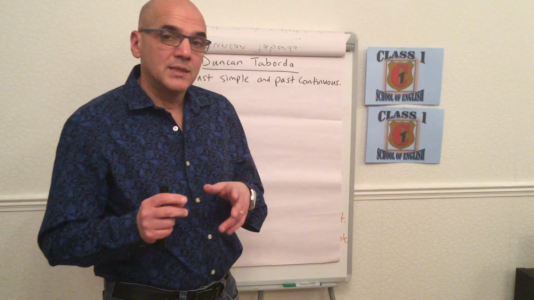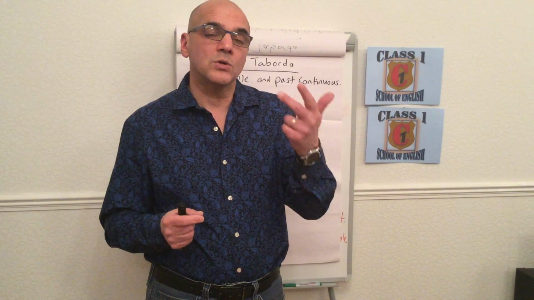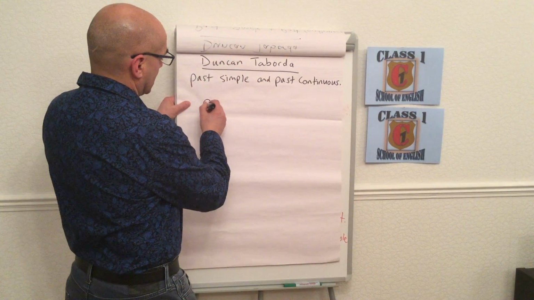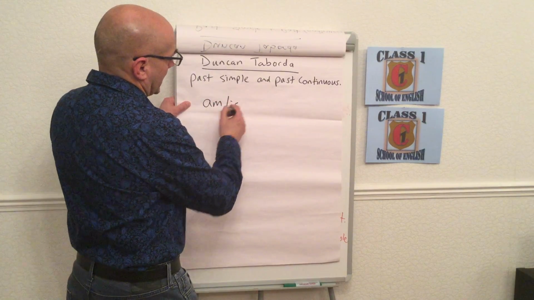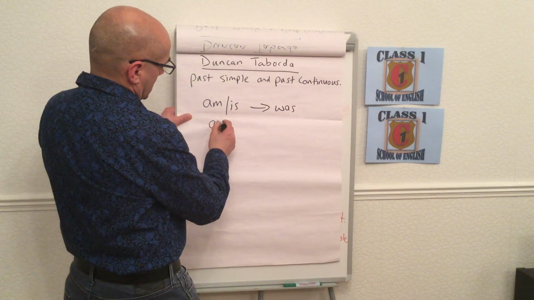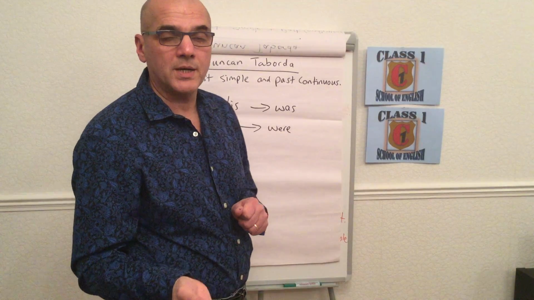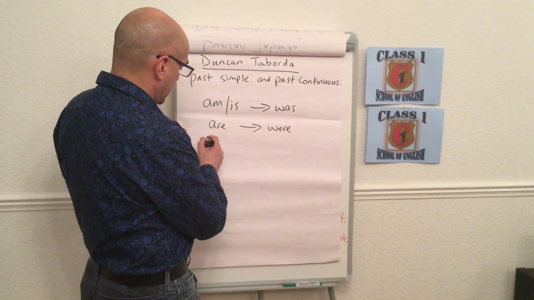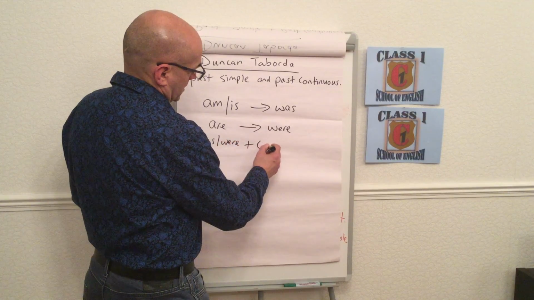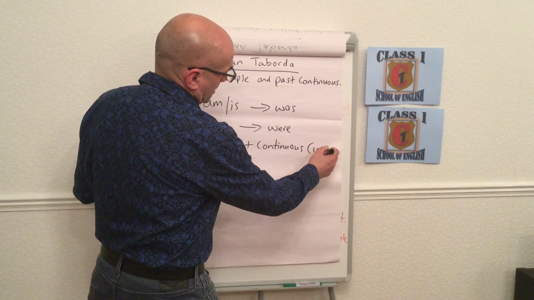In the past, there's only two forms. In the present of to be, you have am, is, or are, 3. In the past, we just have 2, okay? In the past, am and is become was. Are becomes were. So now we just have 2 forms for the past of to be. And that's what we need. We need was or were plus the continuous, which is ing.